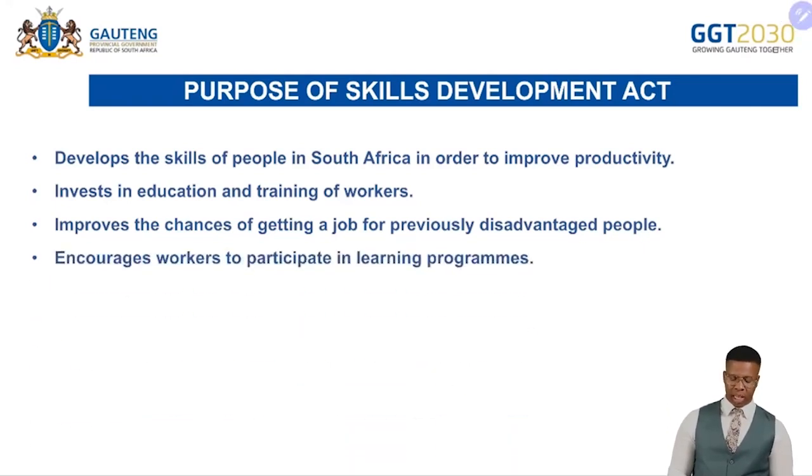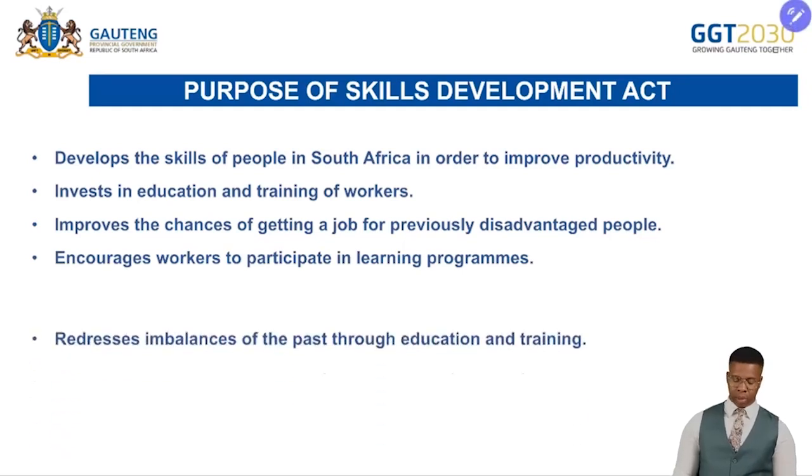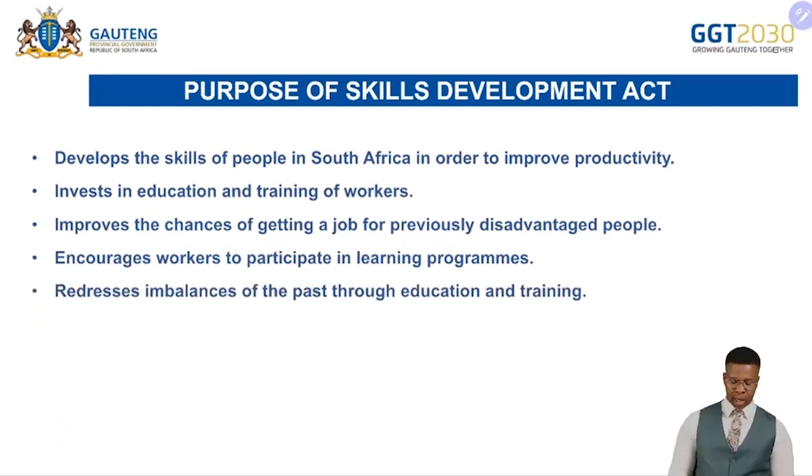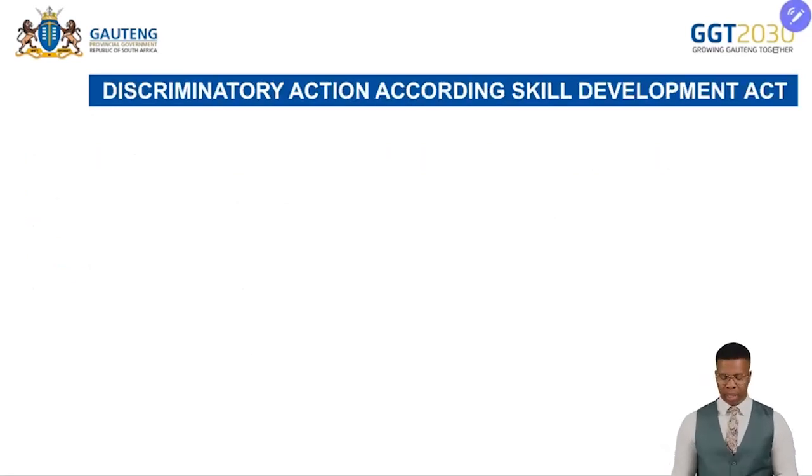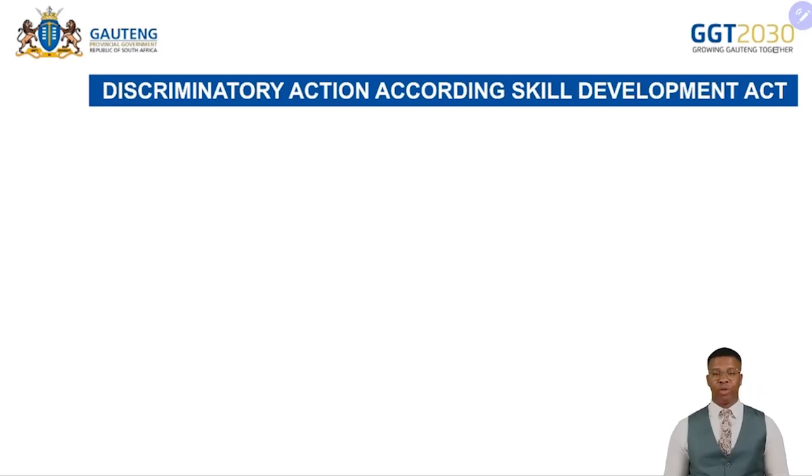And the Act also encourages workers to participate in learning programs and also redresses the imbalances of the past through education and training. Hence, now the government developed such an act, especially for people who are already employed. So that is the purpose of your Skills Development Act. Now, we are looking into discriminatory actions according to the Skills Development Act to say what can be considered to be discriminatory. So, which actions can be considered to be discriminatory if the business is to perform those.